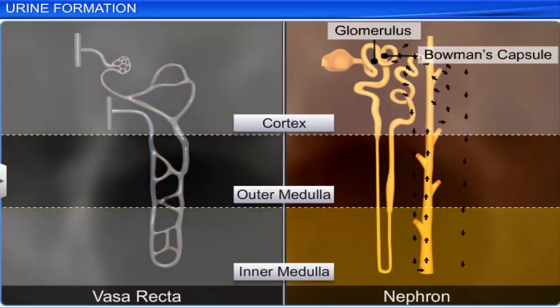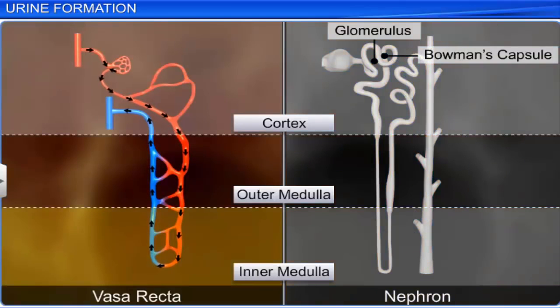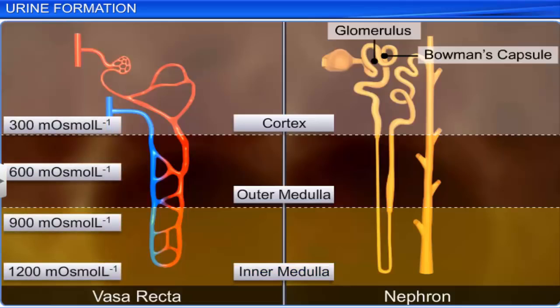This is because the direction of the flow of filtrate in the 2 limbs of Henle's loop and the flow of blood in the 2 limbs of the vasa recta are opposite. The countercurrent, along with the proximity of Henle's loop to the vasa recta, maintains an increasing osmolarity in the inner medullary interstitium. The difference in osmolarity between the cortex and the medulla is pronounced, as we can see that the osmolarity in the cortex is 300 milliosmoles per liter, while it is as high as 1200 milliosmoles per liter in the inner medulla.